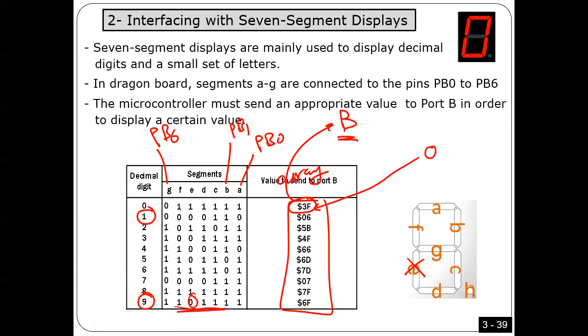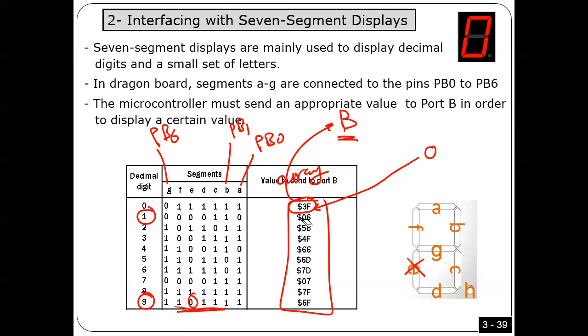If I want to display element number 1, I'm going to come to element 1. I'm going to take this one, send it to port B. Same thing if you want to go to element number 9, number 8, 7, and so on. Is that okay? Any question? Yes. This is how I use it.